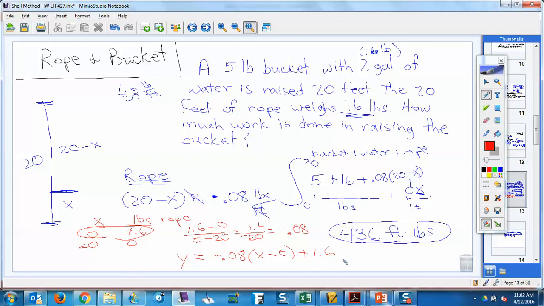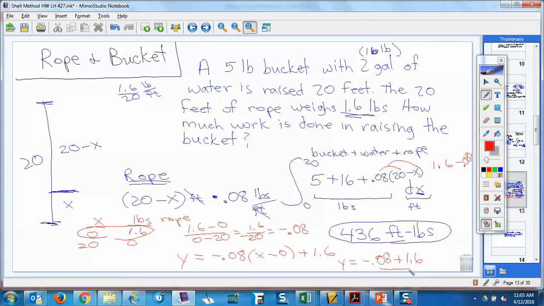And look at this equation. If I write this out, that would be negative 0.08x plus 1.6. What do you suppose would happen if I distributed right here? 0.08 times 20 would be 1.6 minus 0.08x. Same equation, right? So you can do it this way by saying, well, how much rope am I lifting? I'm lifting 20 minus x. And what is the weight of the rope? It's 0.08 pounds per foot. Feet cancel. I get pounds. You can do it that way. Maybe this makes more sense.